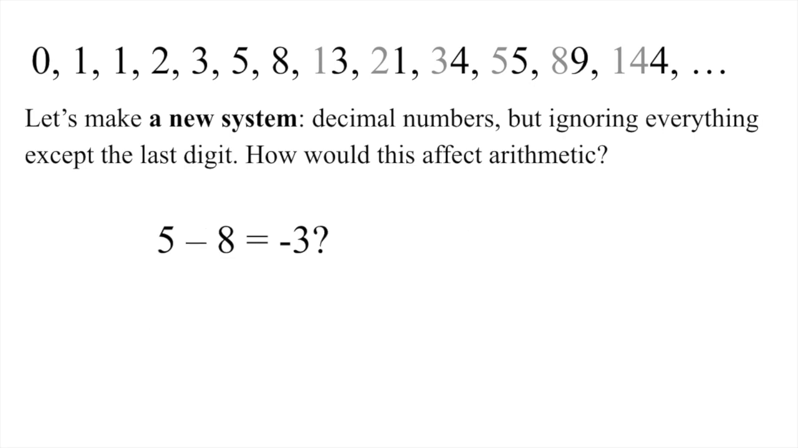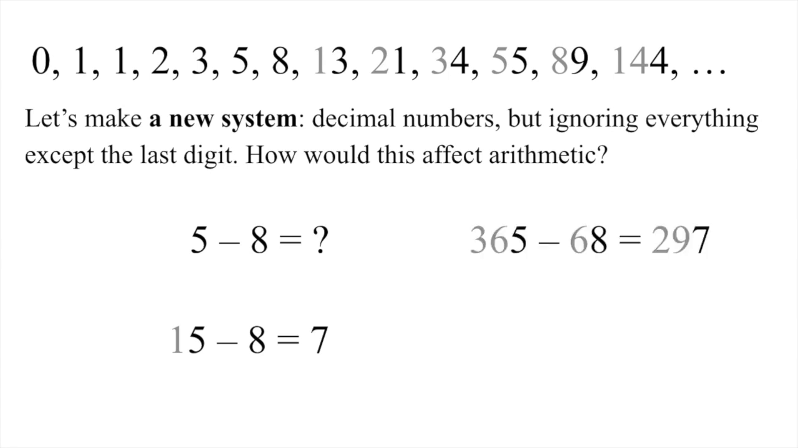Let's keep going. What about 5 minus 8? Now, normally we would want to say that 5 minus 8 is equal to negative 3, but negative 3 isn't a digit, so that doesn't really work. Okay, let's just leave this as a question mark for now, and see if our other examples can help us out. 15 minus 8 is equal to 7. No problems there. 365 minus 68 is equal to 297. Huh, that ends in a 7 as well.